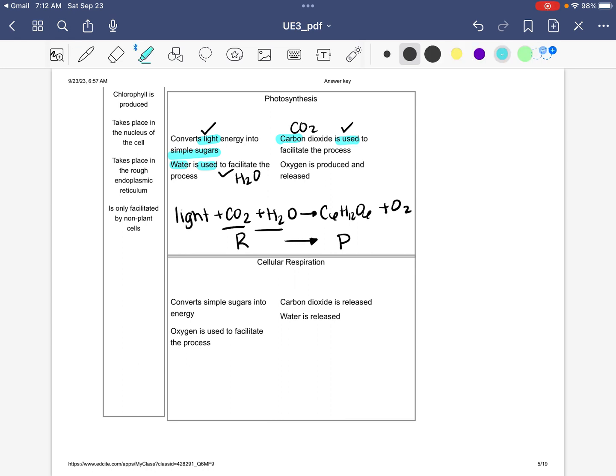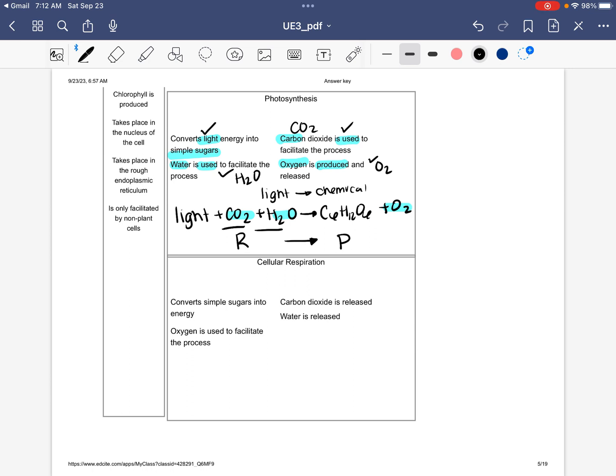And oxygen is produced and released. Oxygen is produced. Absolutely. We see it right there. It is a product. So again, just knowing the formula for photosynthesis and that it goes from light to chemical. Our chemicals are sugar. You would have been good for here.